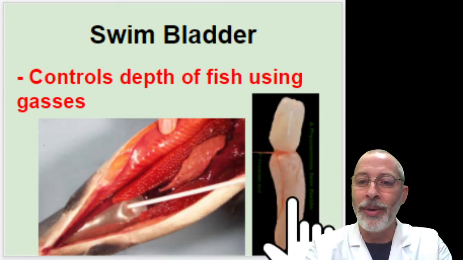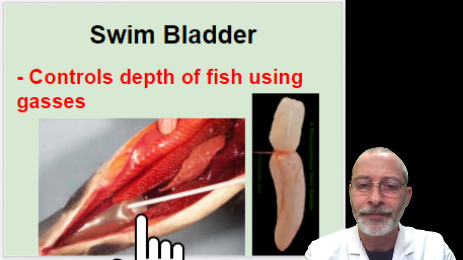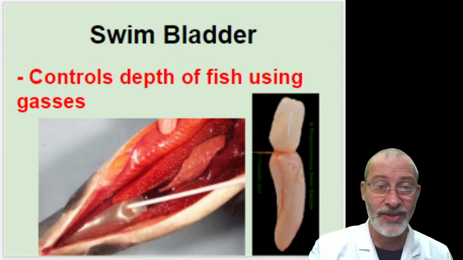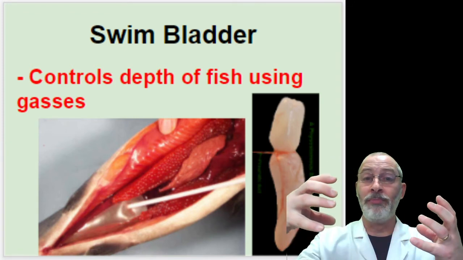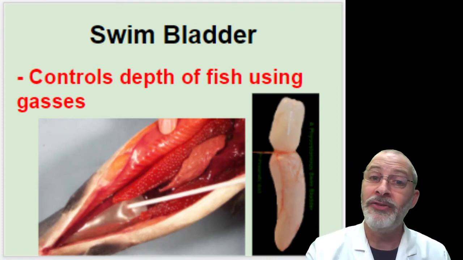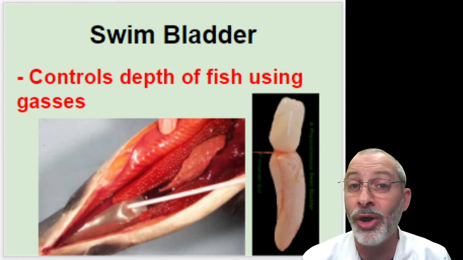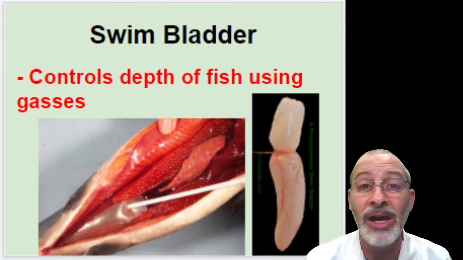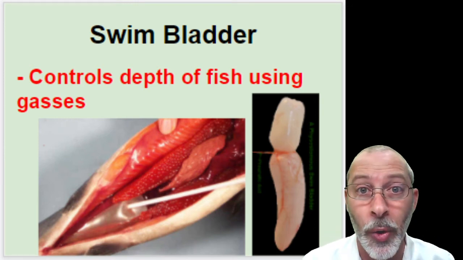And here is a swim bladder taken out of a fish, and it's kind of like a balloon. If the balloon is squished together, there are fewer gases inside, and it will make the fish sink. If the fish allows the swim bladder to expand more, then the fish will rise in the water. Now, I'll give you an example of how you've probably experienced this in your own lives. I know we're not fish, but maybe some of you love the water and love to swim and are like a fish in the water.